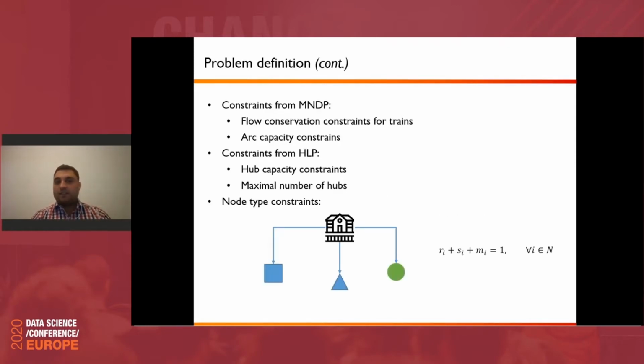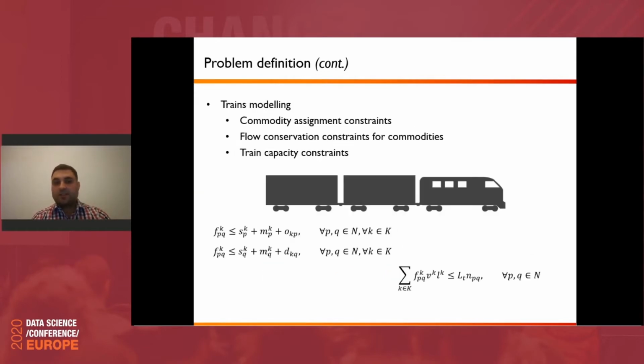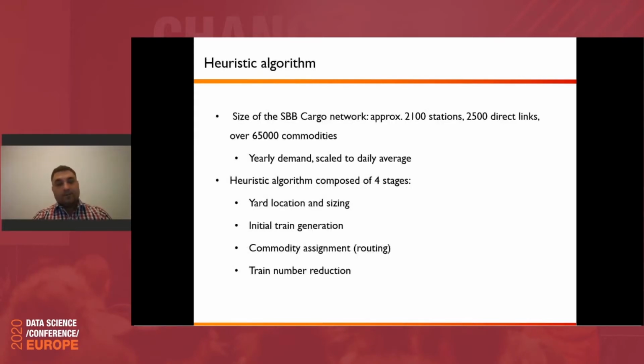We used the existing constraints from the two named problems, and we also added some additional constraints which are specific to this particular task. We had a constraint which says that a node in the network can be either a regular station, a shunting yard, or a marshalling yard. Then we added different constraints for the train modeling, such as commodity assignment constraints, flow conservation constraints for commodities, which guarantee that each commodity starts at its origin and ends at its destination, and capacity constraints. Train capacity constraints.